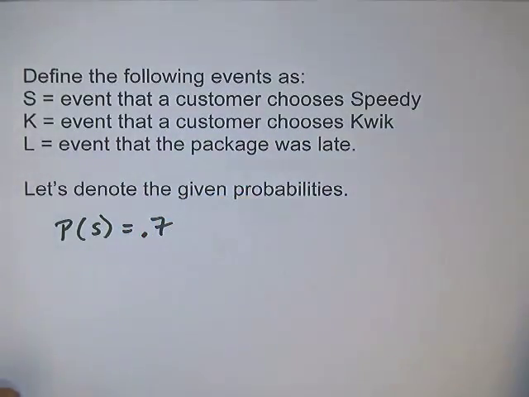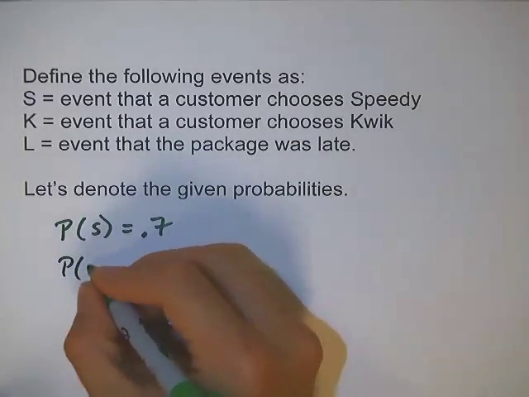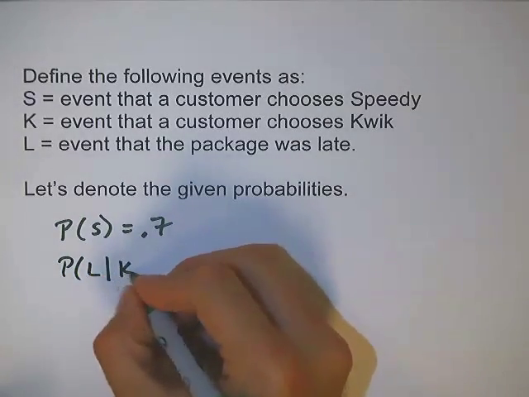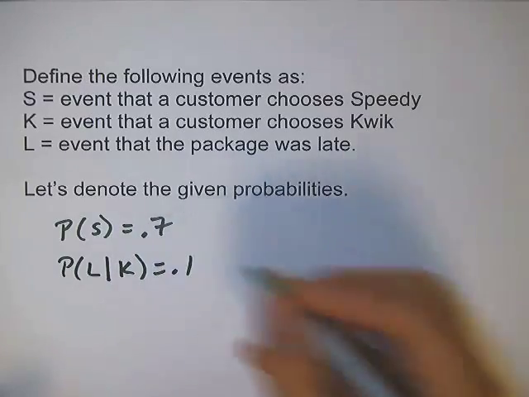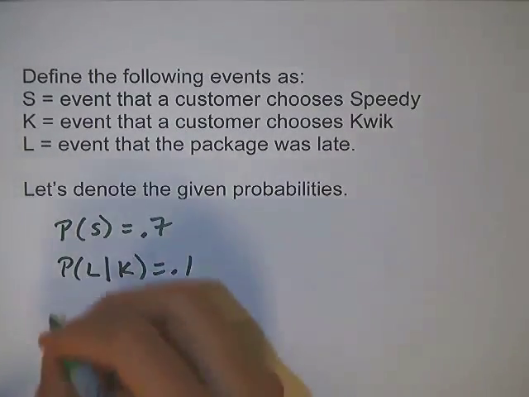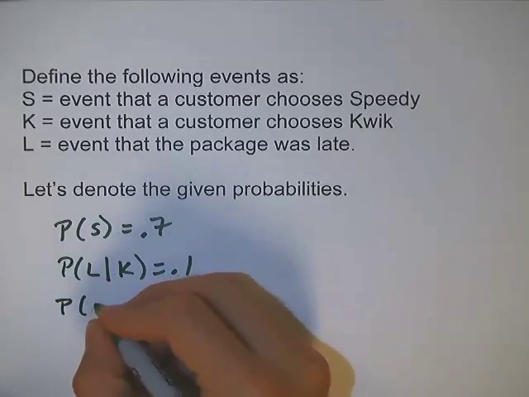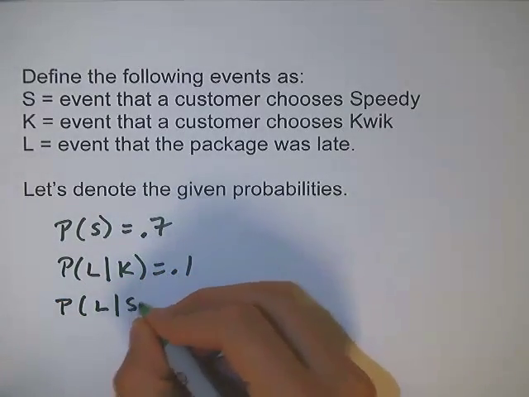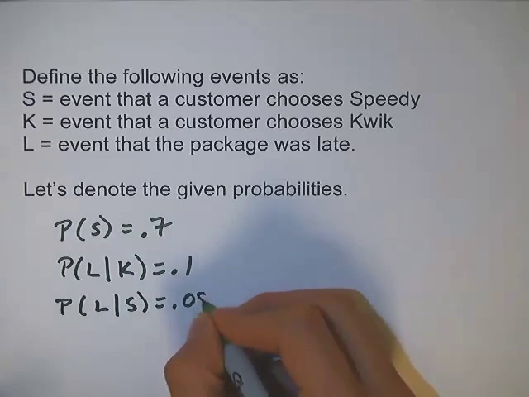So that's 0.7. Okay, the next one, Quick fails to meet the 10 a.m. deadline 10% of the time. So that's the probability of late given Quick, so that equals 0.1. Okay, and then Speedy delivers late 8% of the time. So that's the probability of late given Speedy, which is 0.08.